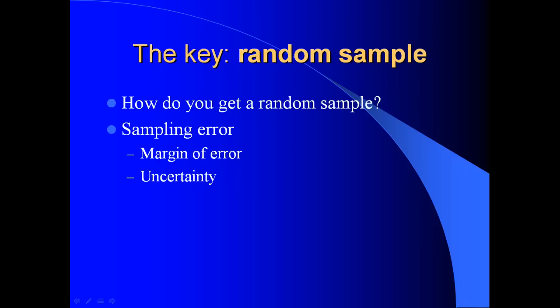But the thing is, any 1,200 to 1,500 people won't do. You need to make sure you have a random sample. Okay, that is the key. If you don't have a random sample, then there's a very good chance that you're not going to get an accurate estimate of public opinion.